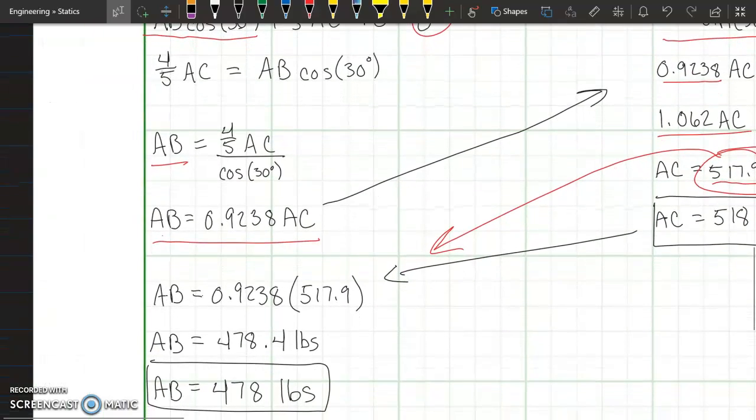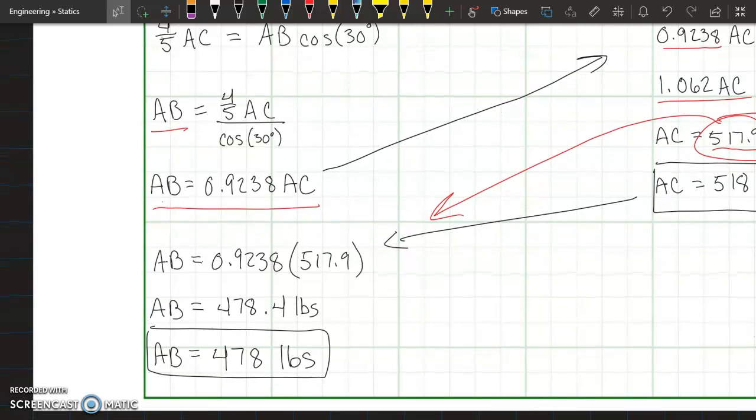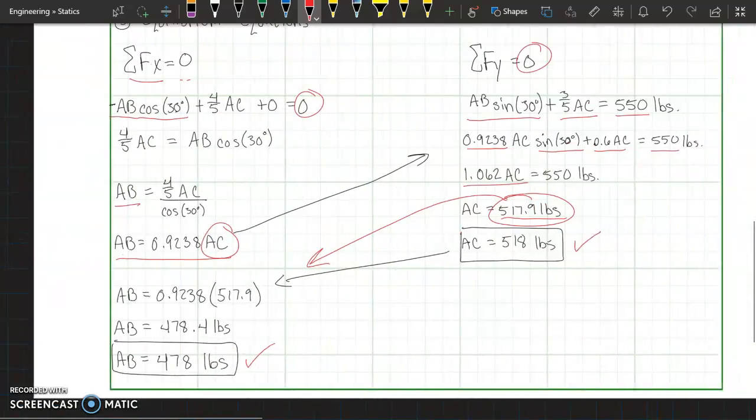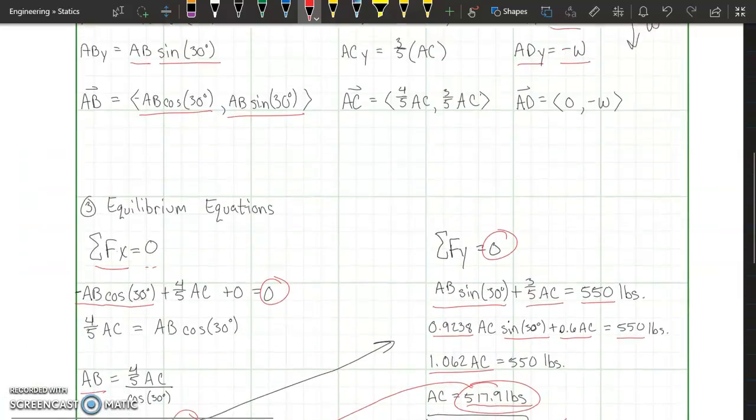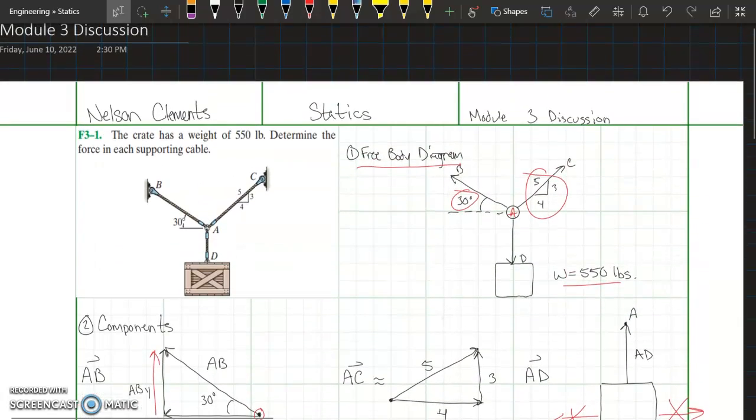So I'll take that 517.9 and I'll plug it into our previous equations that we found over here, replacing this AC. That'll give us AB is equal to 0.9238 times that 517.9. That'll give us AB is equal to 478.4 pounds, and when rounded, gives us AB equal to 478 pounds. That completes our equilibrium equations and solves the problem.